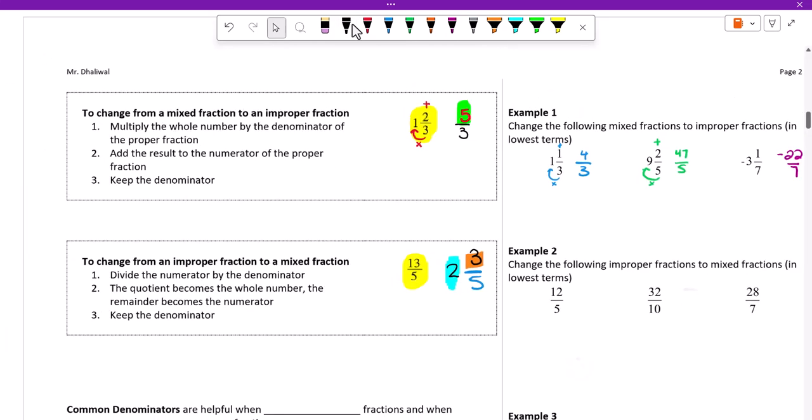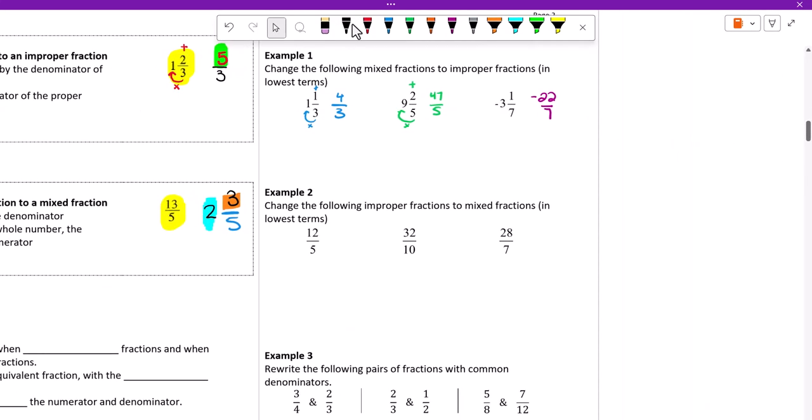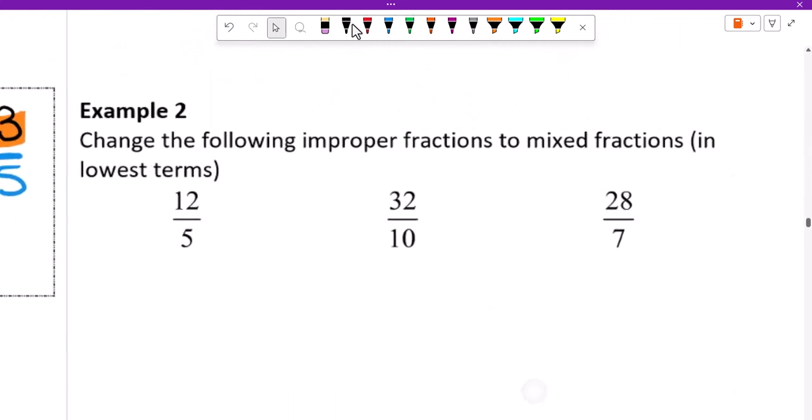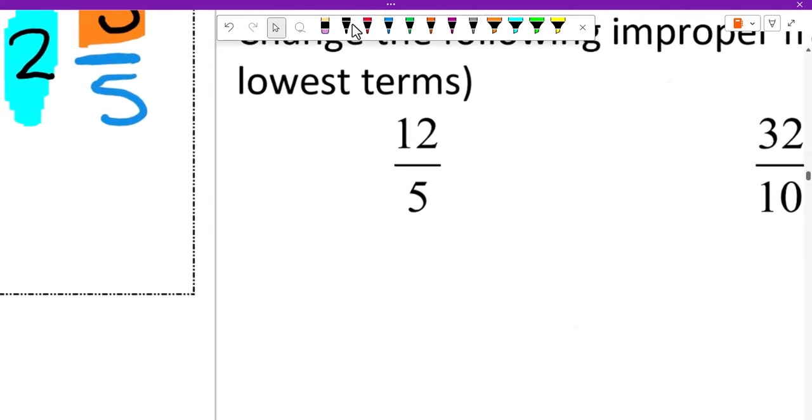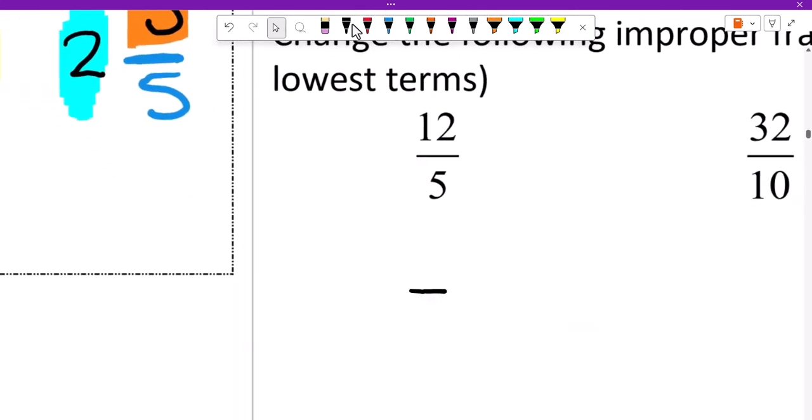Okay, so let's do some practice. I'll do one with you guys. Then I'll get you to do another one by yourself. Let's do this one as a class here. So the denominator does not change. That stays the same. Whole number first, then the numerator next. So 5 fits into 12, how many times?